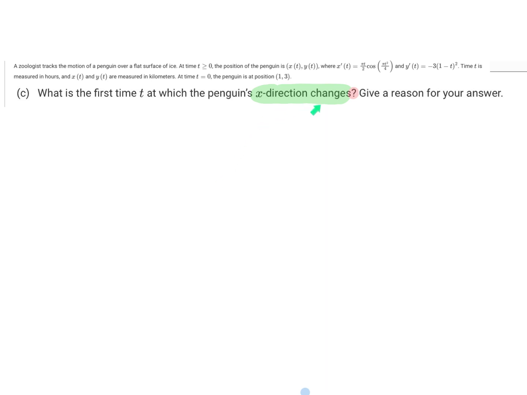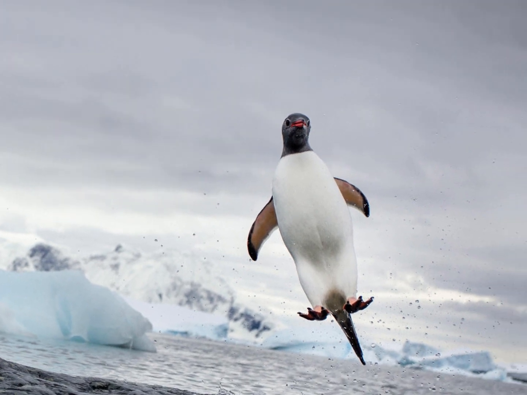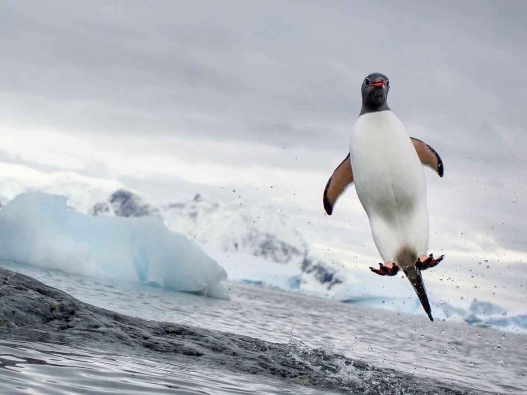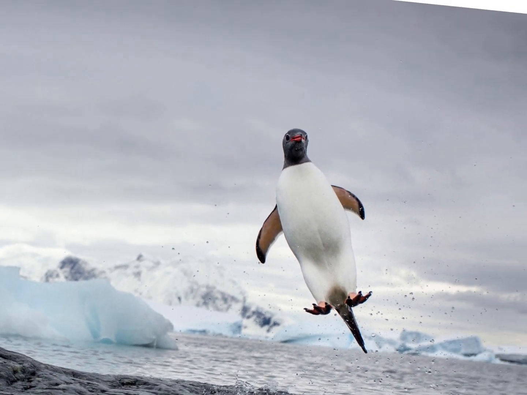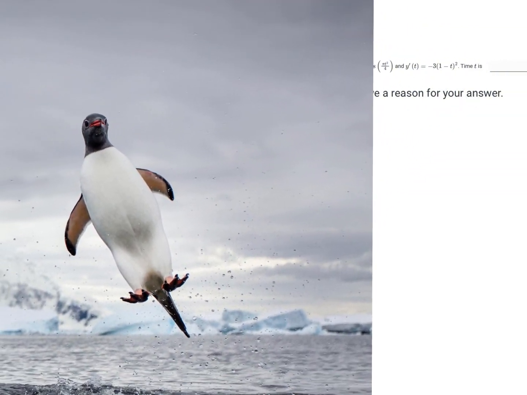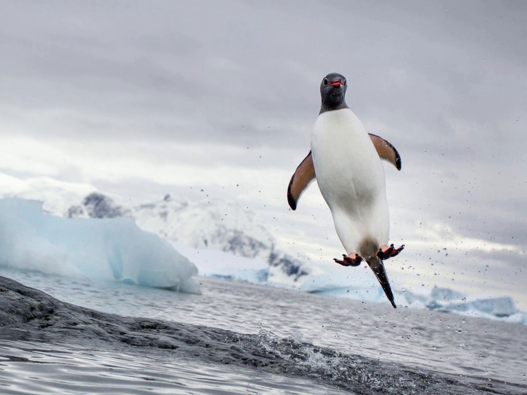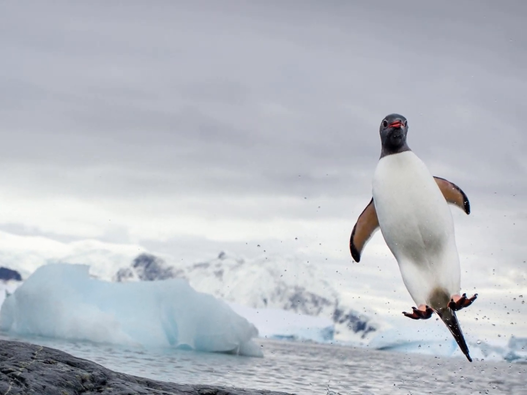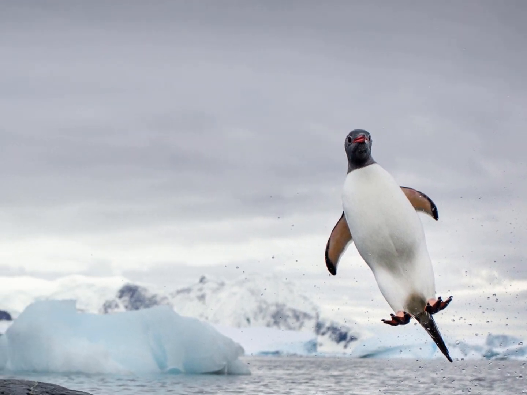A direction change. Oh, that's adorable. Whoa! Okay, I'm losing my mind, guys. But that is a dang cute picture, huh? This penguin changing directions. Oh, yeah.